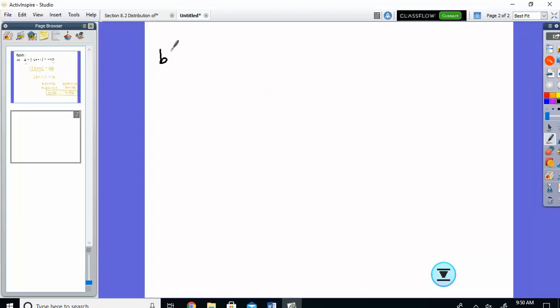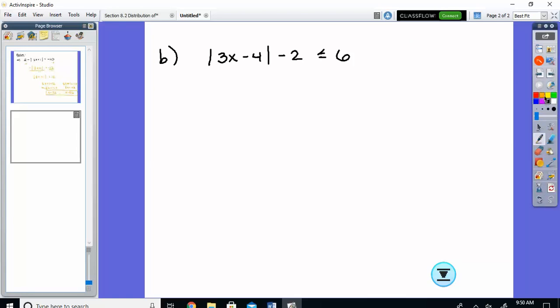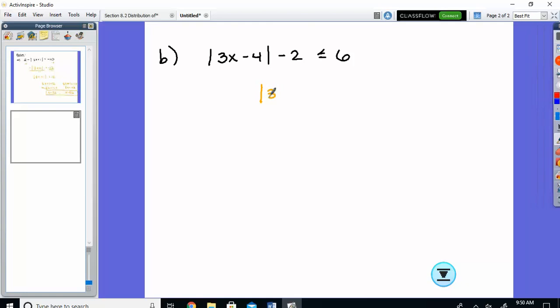So if I said the absolute value of 3x minus 4 minus 2 is less than or equal to 6. What do we do first? Get absolute value by itself. Always have to have that absolute value by itself. So we add the 2.